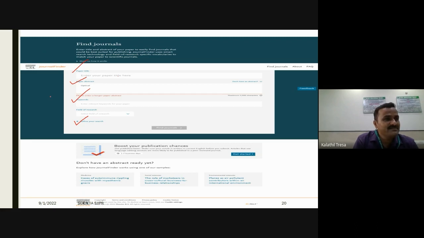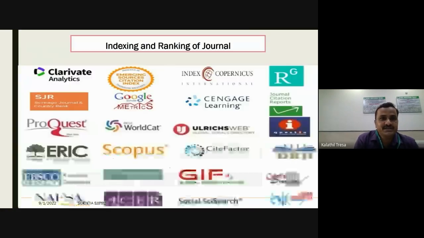Now this is the Elsevier site I have provided. Along with this, other sites are there, that is Bentham, Taylor and Francis, which have the same type of window, that is find journals.